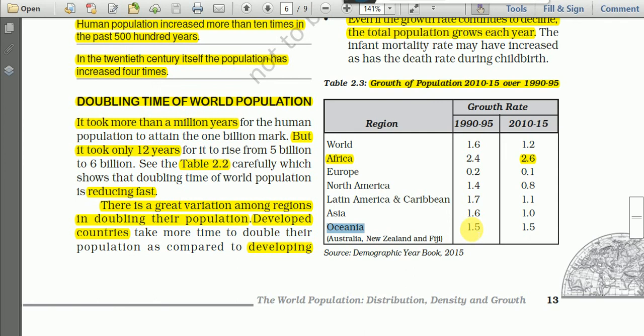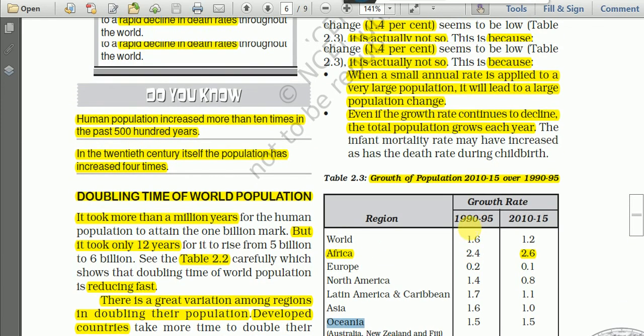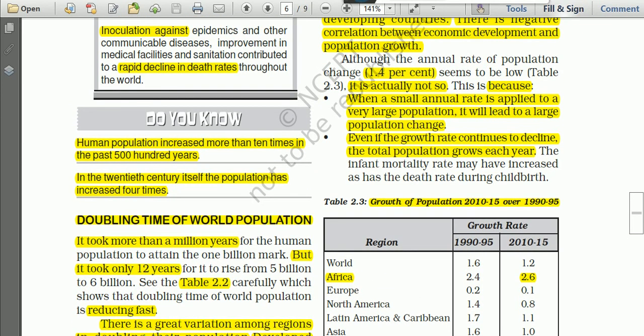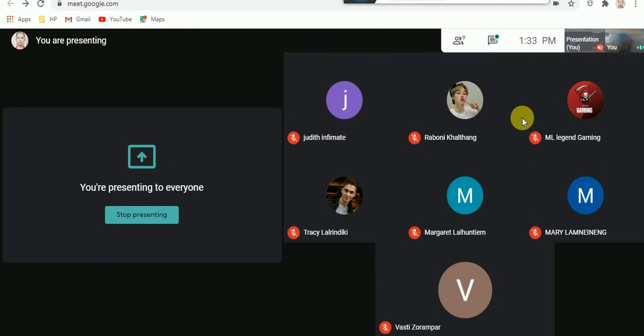So this is about the growth of the world population. Any question from your side? Are you clear, boys and girls? Yes, sir.